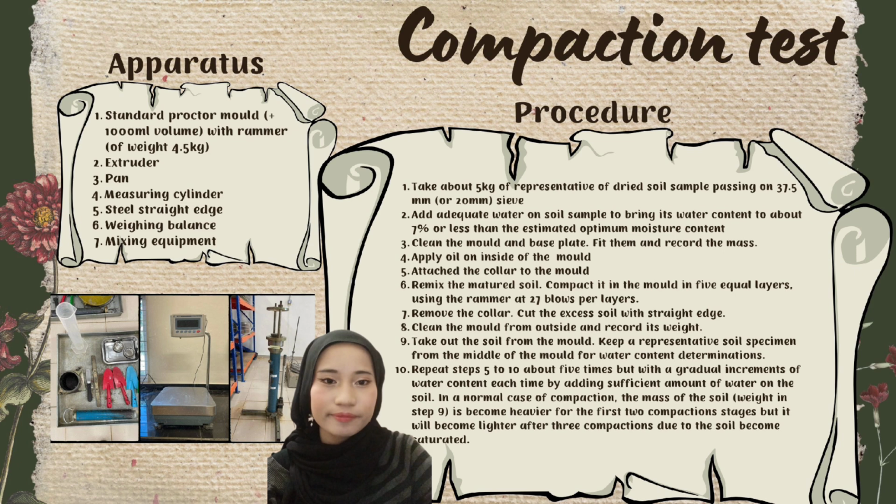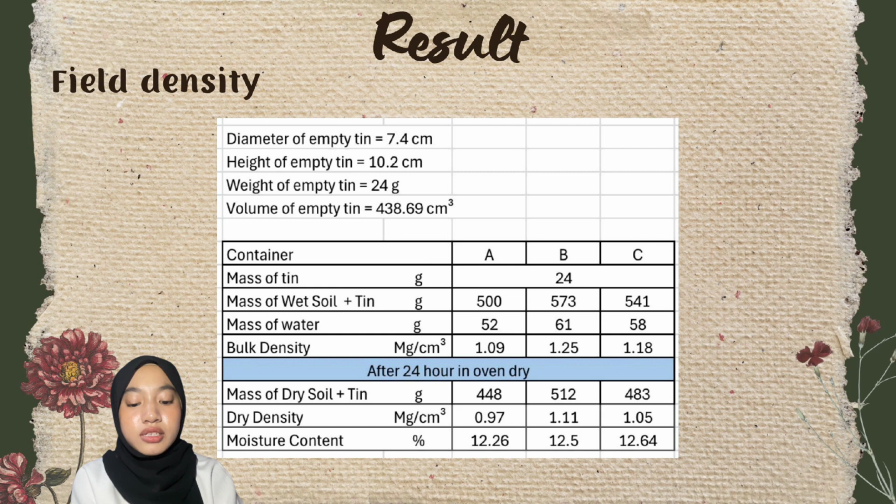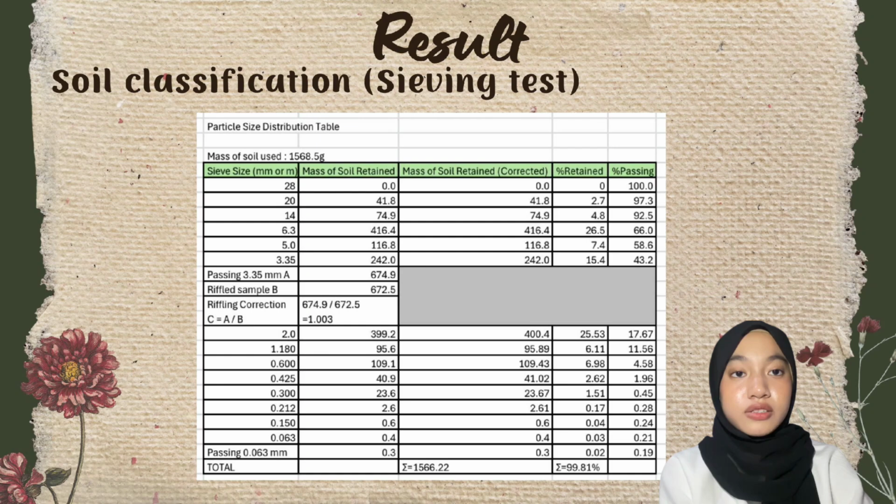In a normal case of compaction, the mass of the soil, which is weighed in step 9, becomes heavier for the first 2 compaction stages, but it will become lighter after the 3 compactions due to the soil becoming more saturated.